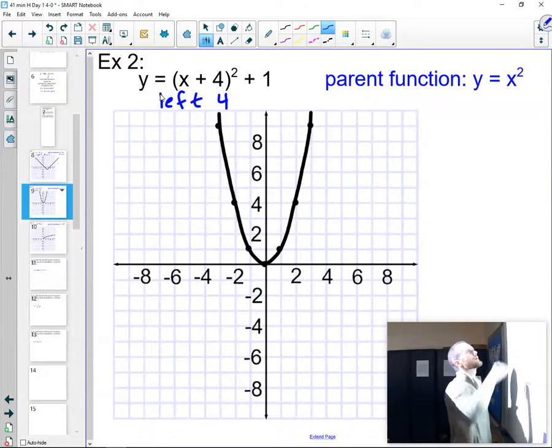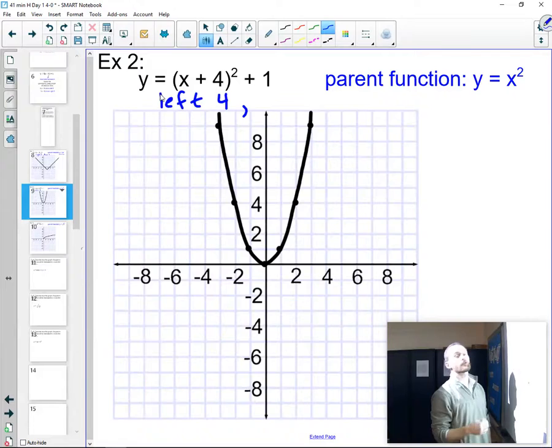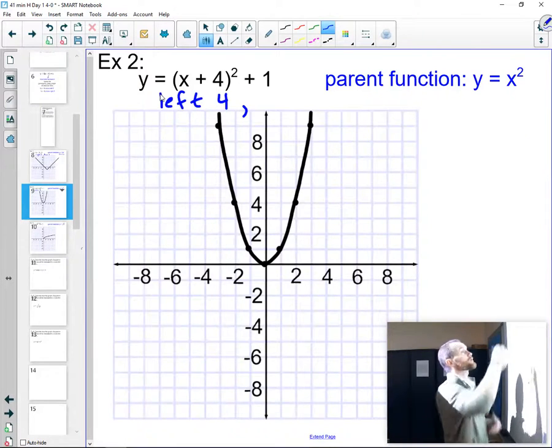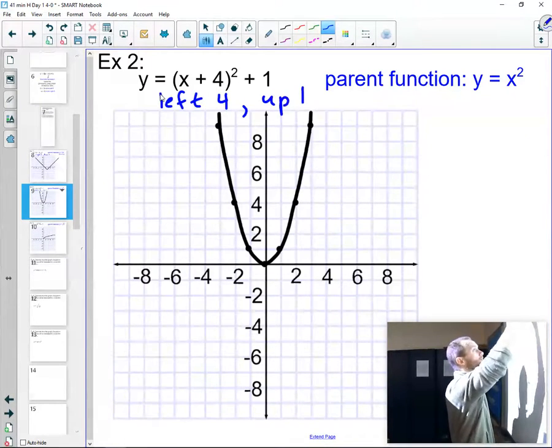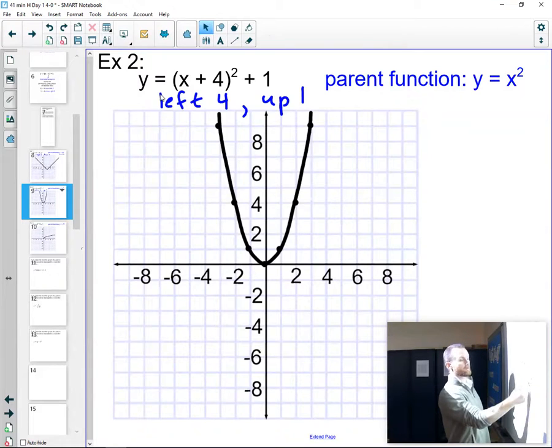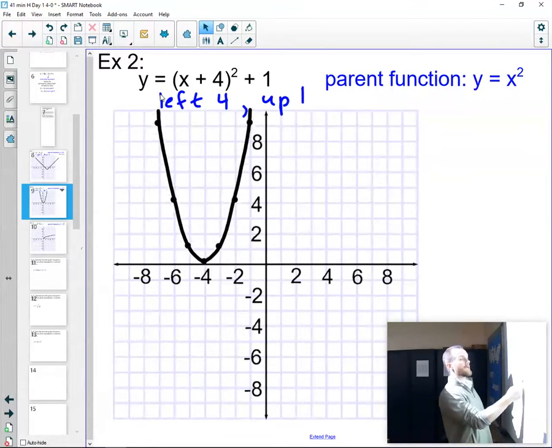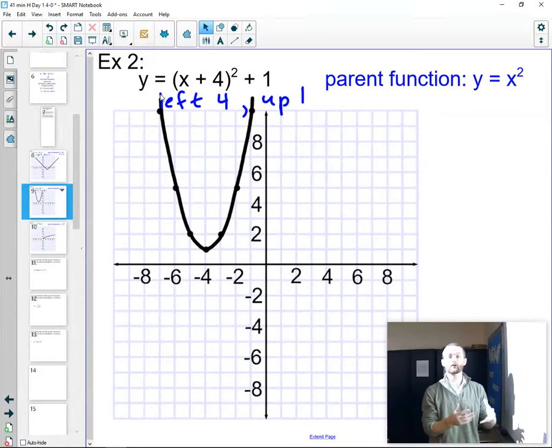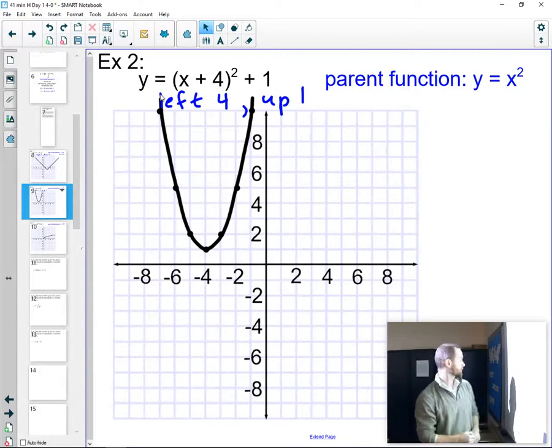So we're going to move left 4, and then for the positive one, that's our k value, so we just follow what it looks like, and we go up 1. So let's see, left 1, 2, 3, 4, and up 1. We just translated our parent function to create a new function.